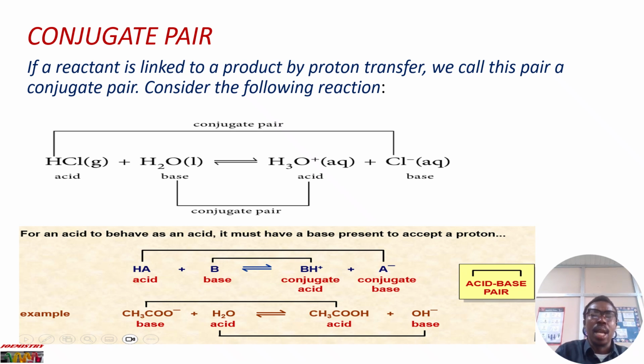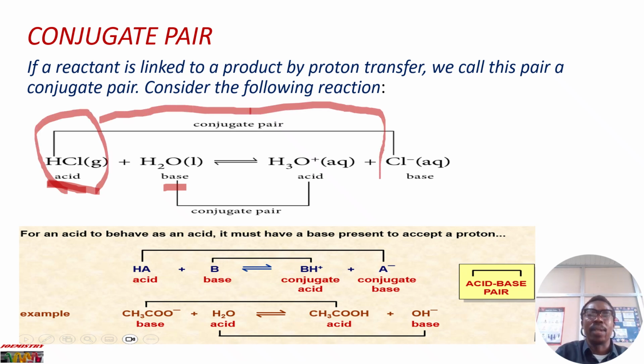A proton acceptor. Now if you look at what we have here, this is an acid, and this is a base. This is a base to accept the proton. This is an acid, which is the proton donor. This is a base to accept the proton. Now, if you look at the acid on the reactant side, it's linked to the product, which is the base, by a proton transfer. So this is a conjugate pair.